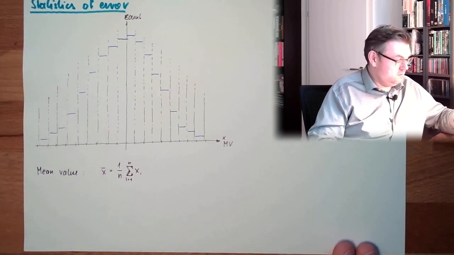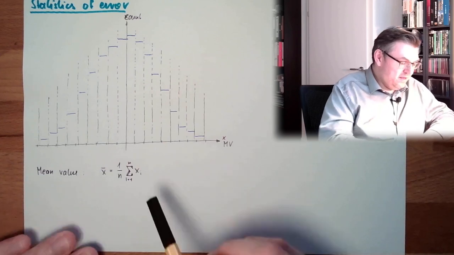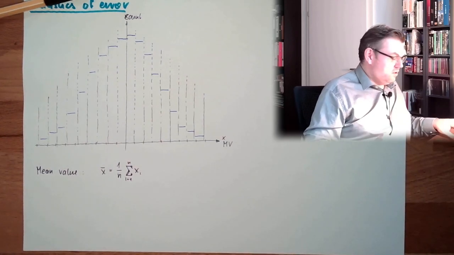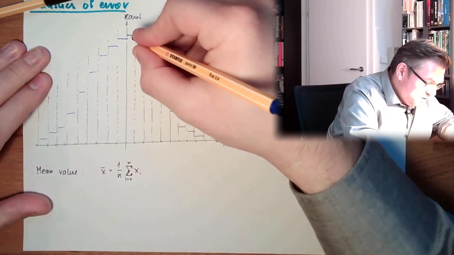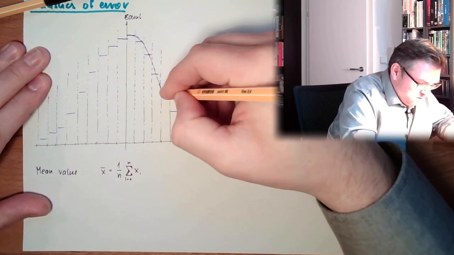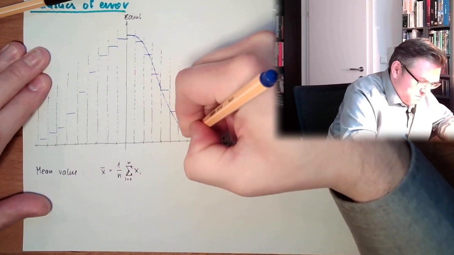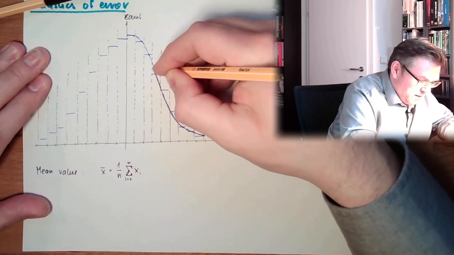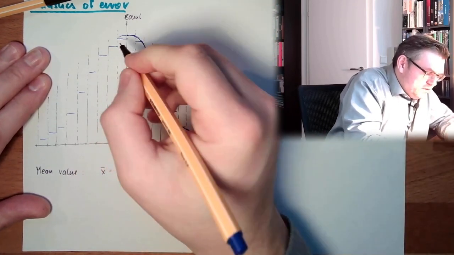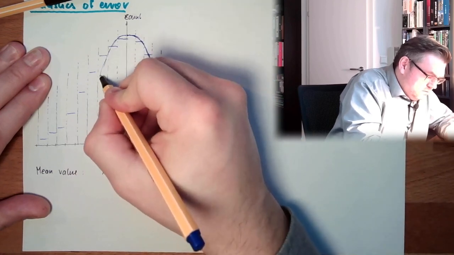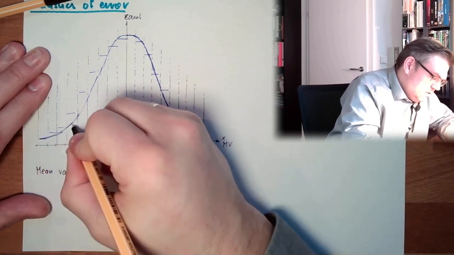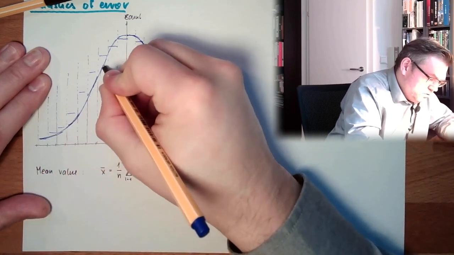If we do a lot of samples, then this curve would approximate the so-called Gaussian curve, the normal curve, which looks somehow like that. Glockenkurve, bell curve, it's sometimes called. It's symmetrical, of course. This is called normal distribution.